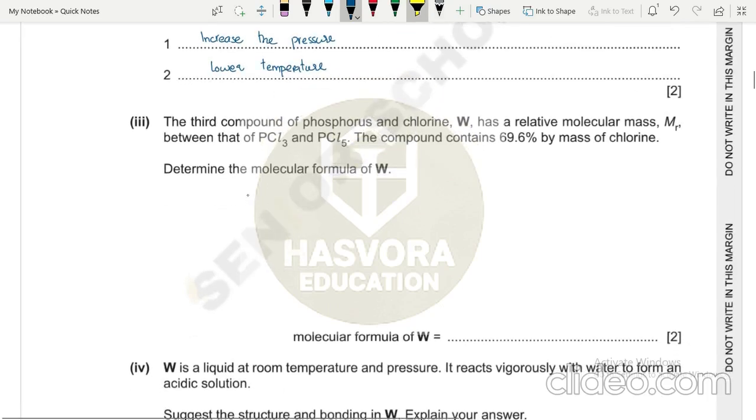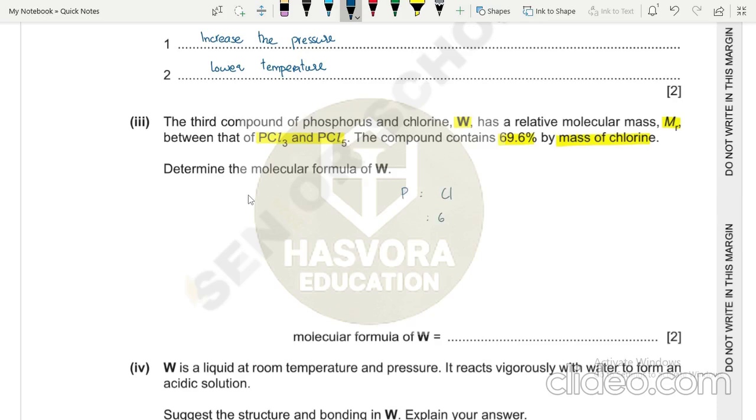Now the third part says that the third compound of phosphorus and chlorine, W, has a relative molecular mass Mr between that of PCl3 and PCl5. Now this point is very important. I'll let you know why. The compound contains 69.6% by mass of chlorine. So it is a compound of phosphorus and chlorine and it contains 69.6% by mass of chlorine, so the rest will be phosphorus. First of all we will try to find the empirical formula.